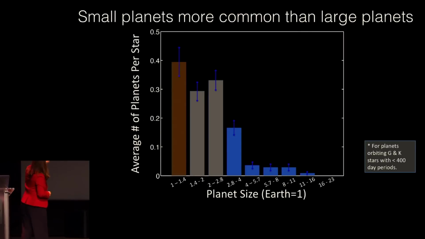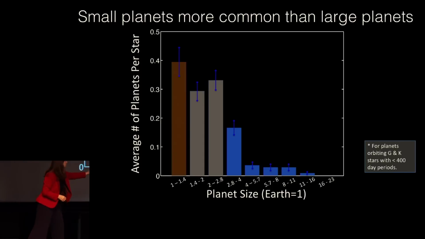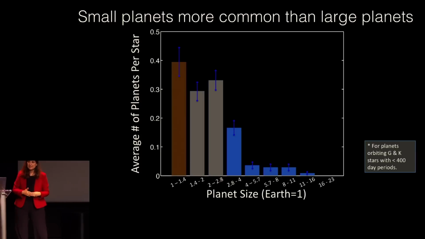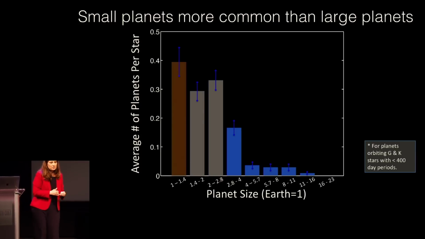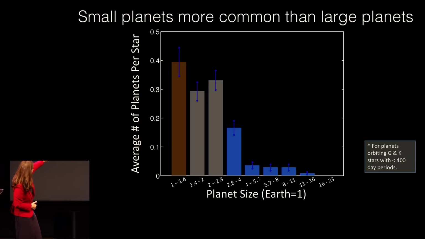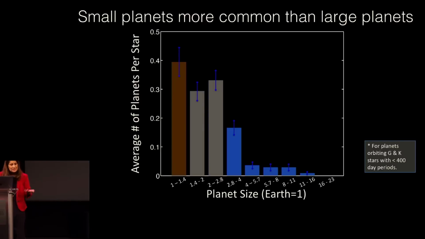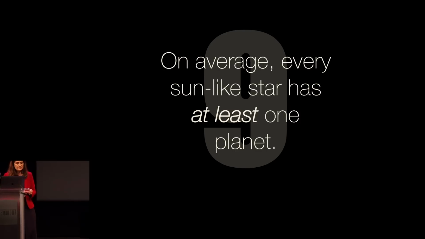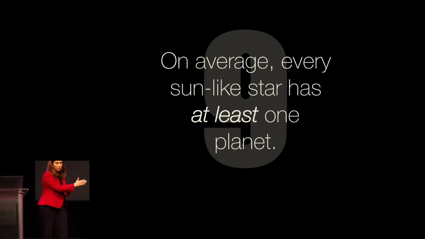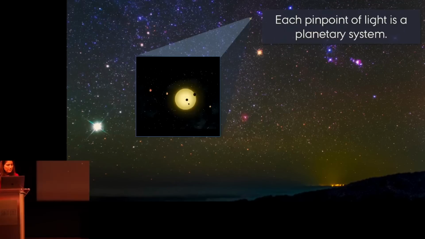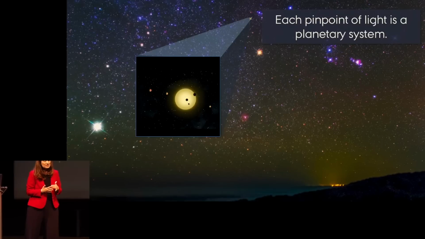So now on the y-axis, I have the average number of planets per star for different sizes, and this is the intrinsic number of planets out in the galaxy. If you add up all of those numbers, like 0.4 for the rocky planets, 0.3, 0.35, 0.18, etc., you quickly get to a number greater than 1. That means that the average number of planets per star in the galaxy is greater than 1. On average, every sun-like star has at least one planet, because this sample is only sensitive to planets from Earth orbits inward. And that means when you look up at the sky at night, every pinpoint of light that you see is not just a star, it's a planetary system.